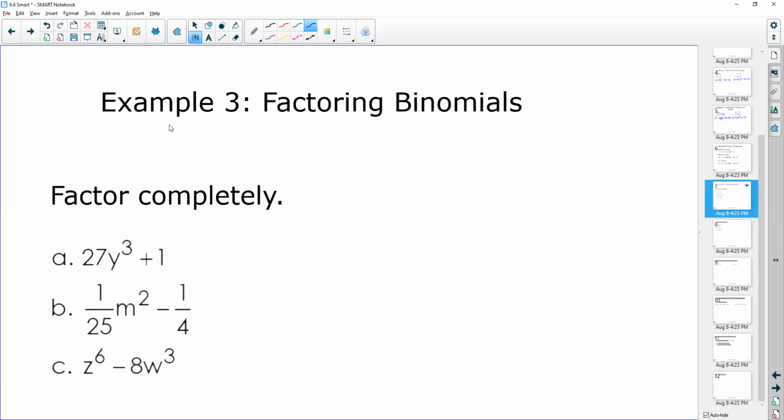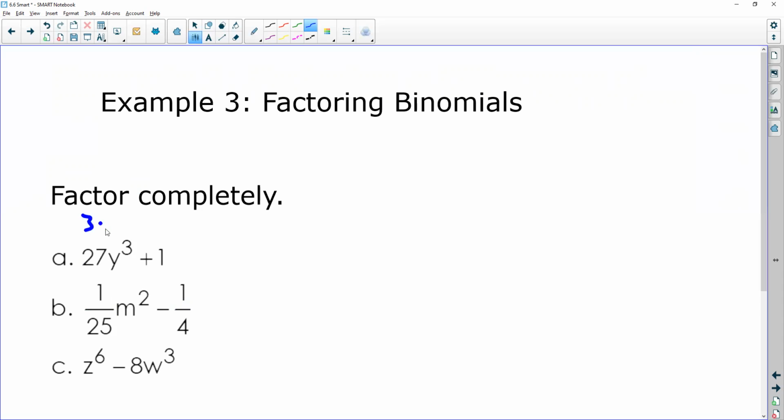Look at it. What do you see? I see 27, which is definitely not a perfect square. So it's in a y cubed, so I'm going to think, is that a perfect cube? Well, yeah. 27 is the cube of 3. Y cubed is the cube of y. And 1 is the cube of 1. Okay, so it's a plus sign.